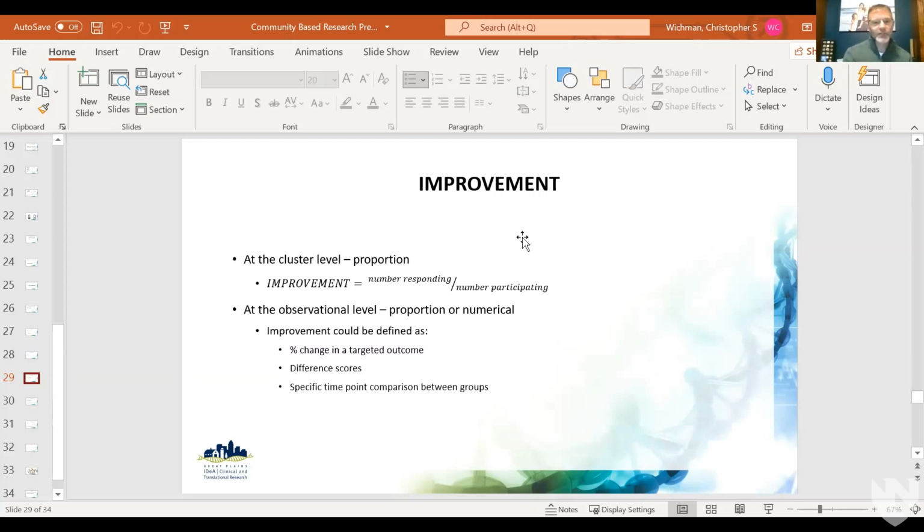And I can also look at specific time point comparisons between groups and say, I know I measured these people 12 times, but the time point I'm actually interested in is 6 months. Everything else is just kind of information, but the 6 month difference is where I'm really interested. So we can define improvement in a bunch of different ways.